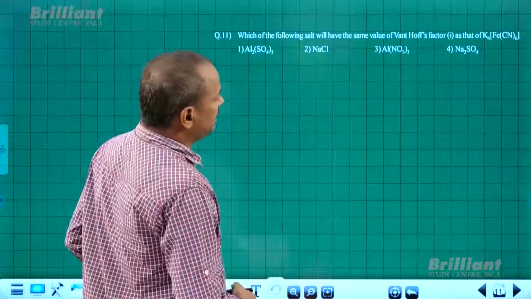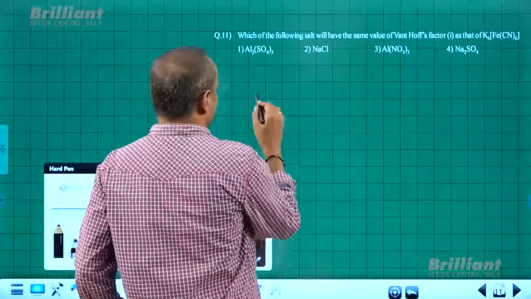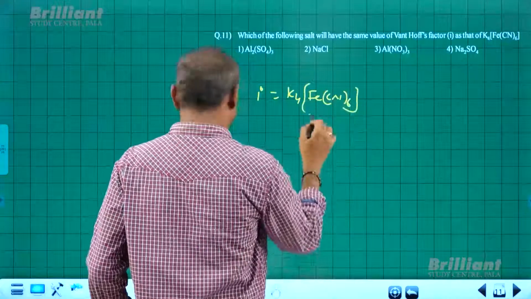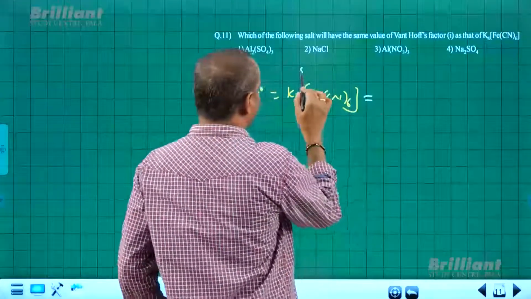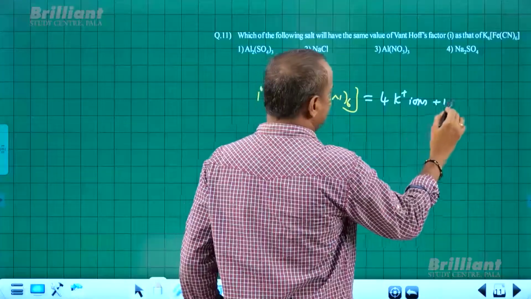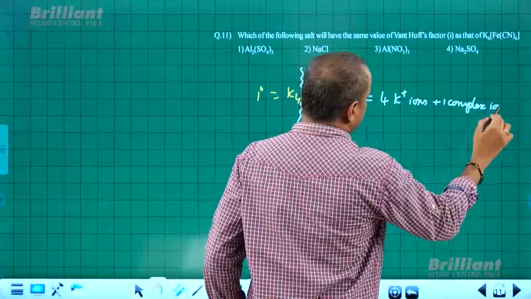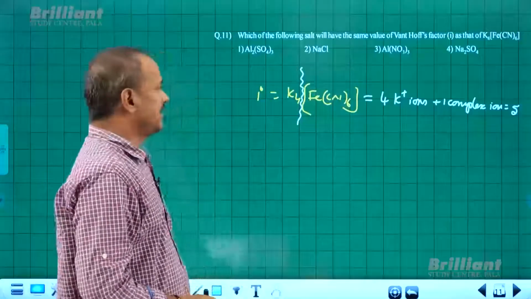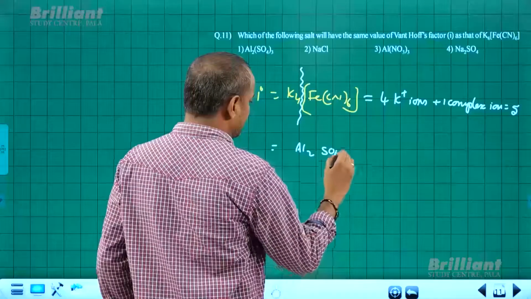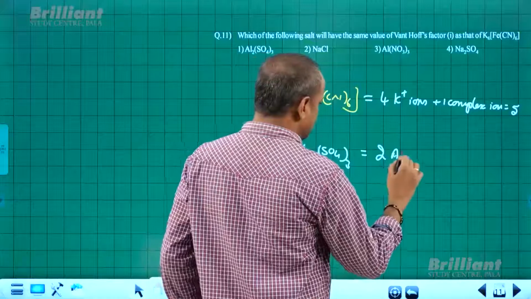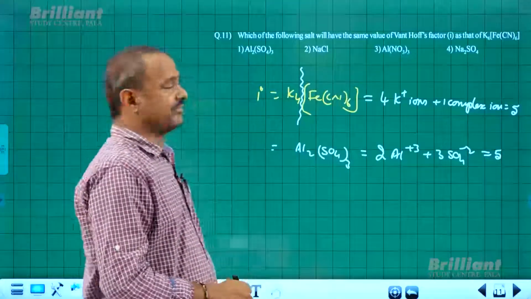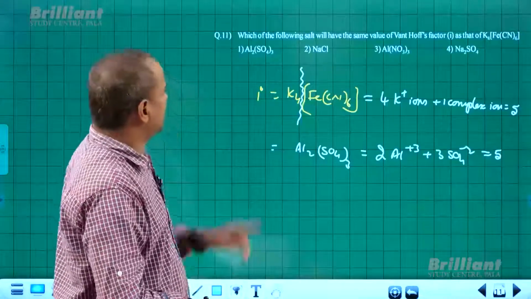Which salt has the van't Hoff factor equal to potassium ferrocyanide? The i value for K4[Fe(CN)6] equals 4 potassium ions plus 1 complex ion, total 5 ions. So we want the value 5, that is aluminium sulfate, Al2(SO4)3, equal to 2 aluminum cations and 3 sulfate anions, total 5 ions. That means the i value is the same for potassium ferrocyanide and also aluminium sulfate.